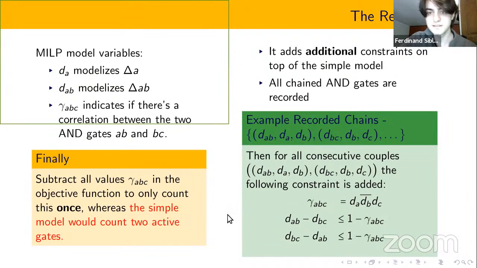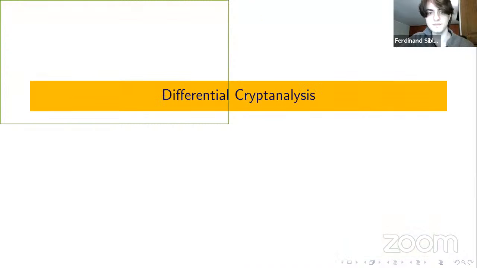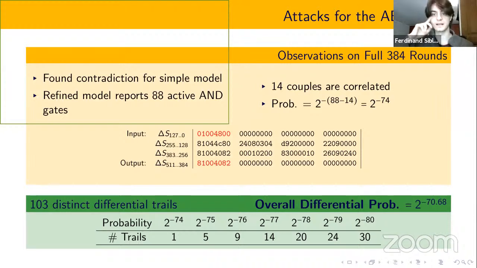So it's quite simple, and it's simple enough so that we can actually run the model on the full 384 rounds and check if there are indeed better trails or not. And so we did differential cryptanalysis with that. We updated a lot of the numbers from the original submission, but I'll just give you the main results. So for the full 384 rounds, we found a trail with 88 active AND gates, which is more than what the original differential trail in the original paper found, but we have 14 correlations.